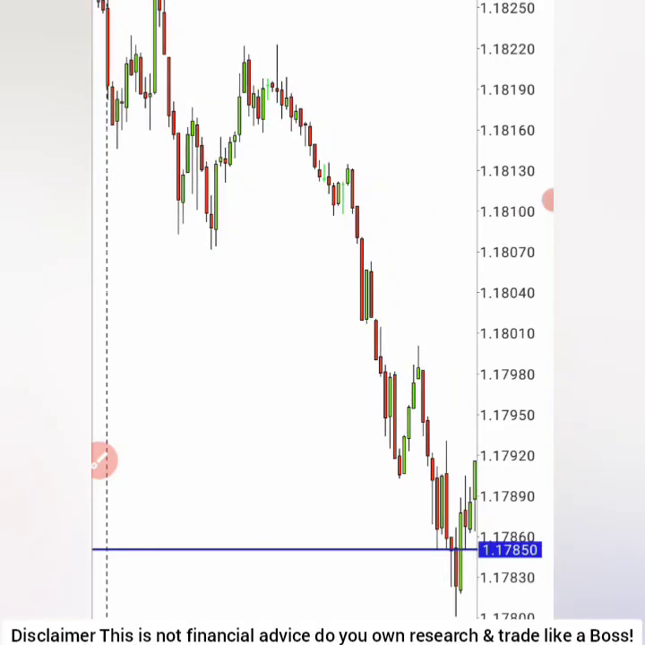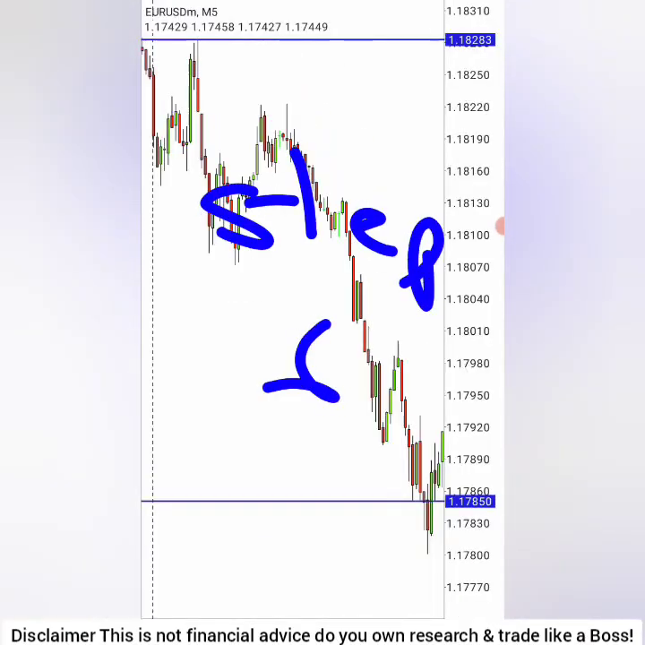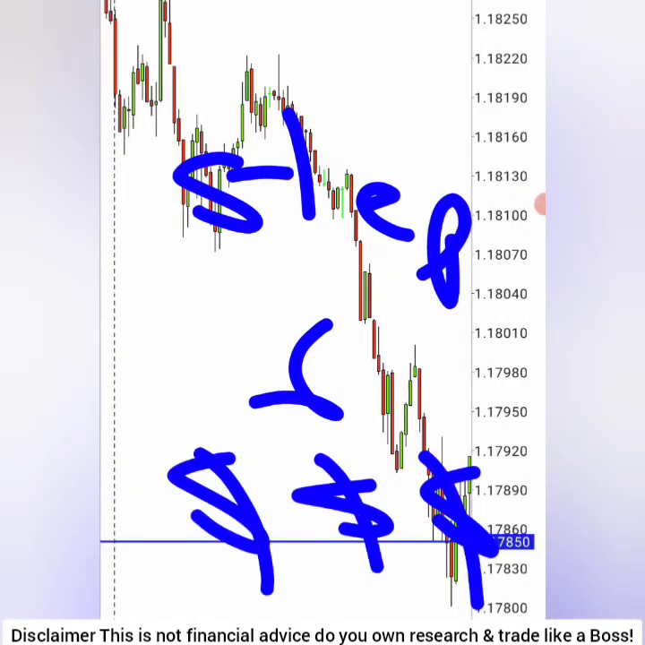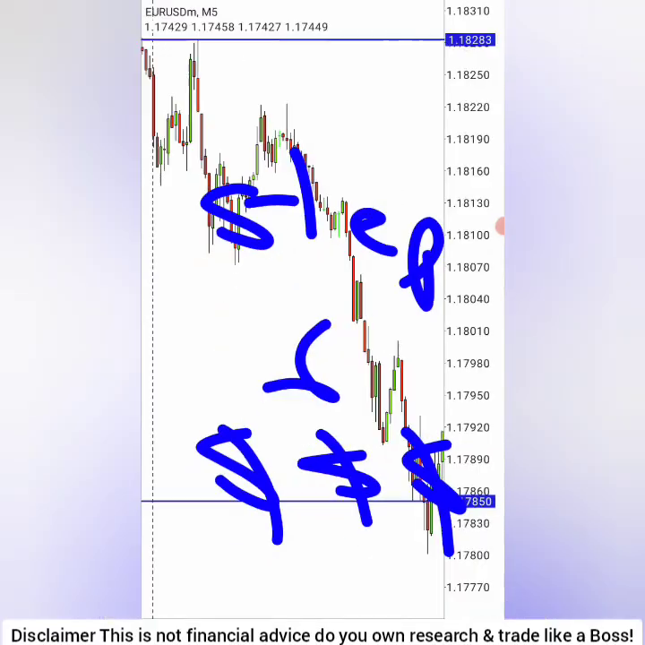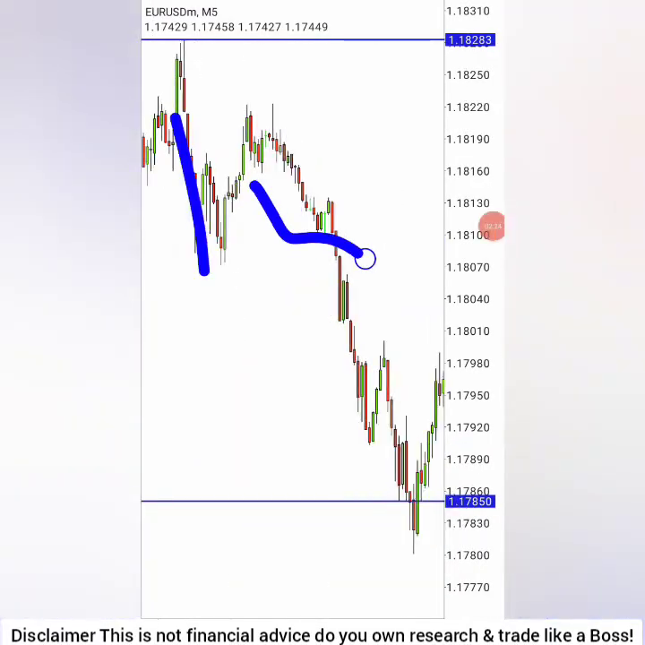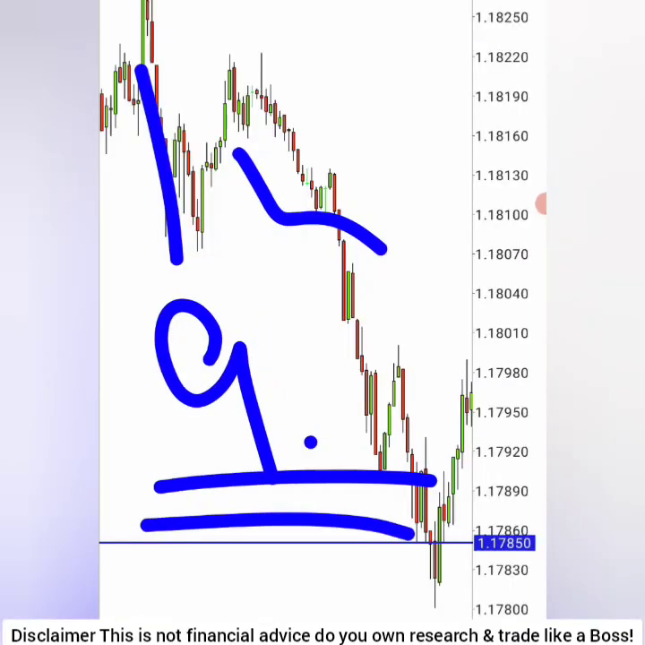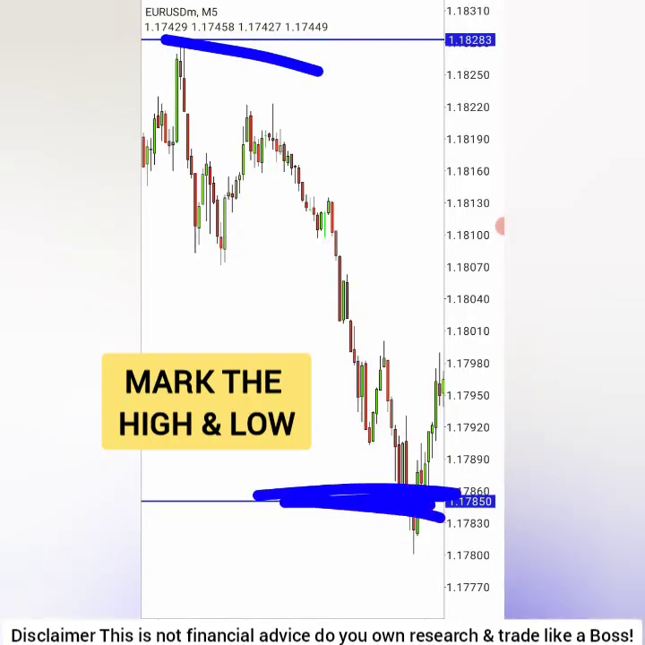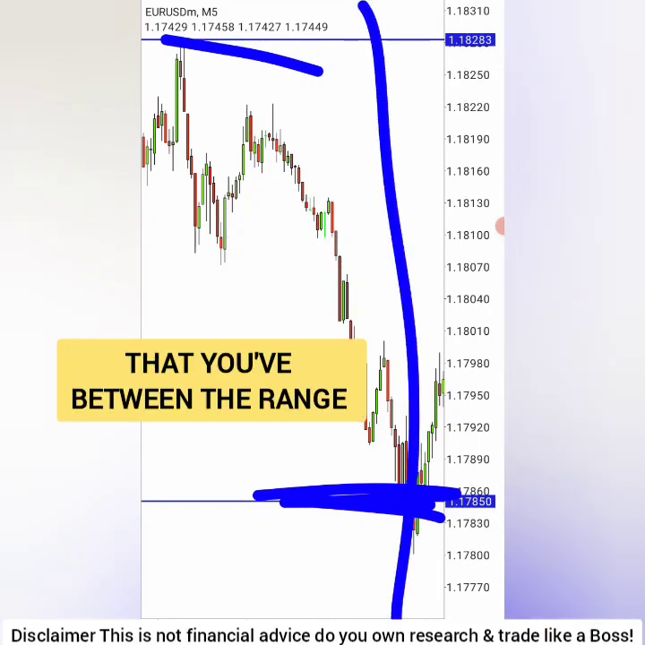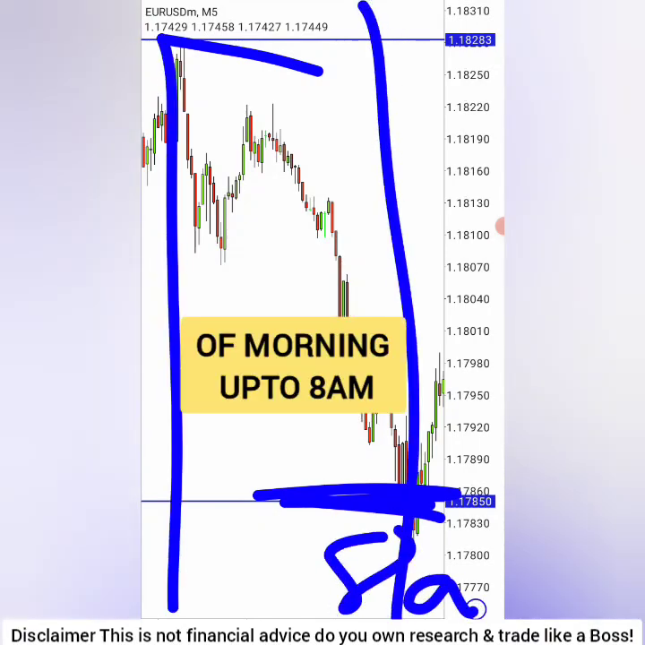So let's look at a proper example so that I can show you step by step how to make money with this strategy as a high school student or 9 to 5 worker. One hour before you go to work or go to school, which starts at 9 a.m., you want to have marked the high and the low that you have in the range of the morning up to 8 a.m.